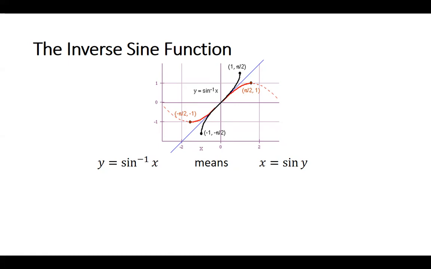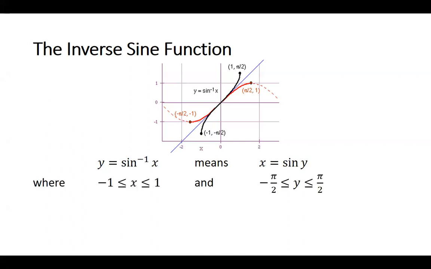Now, y equal to the inverse sine of x is the same as x equal to the sine of y. So basically, we're reversing the process. If you take the sine of y, you're taking the sine of some angle, and it's then giving you the trigonometric ratio x. If you're taking the inverse sine of x, you're taking the inverse sine of that trigonometric ratio and then finding y, the angle.